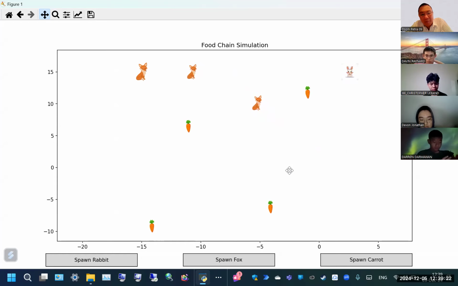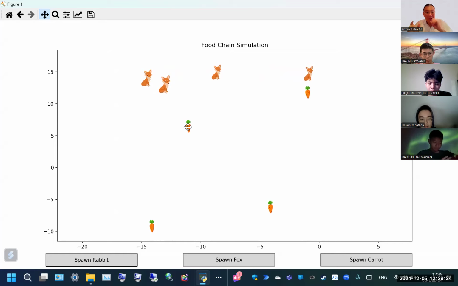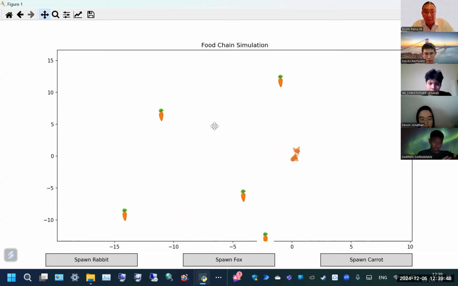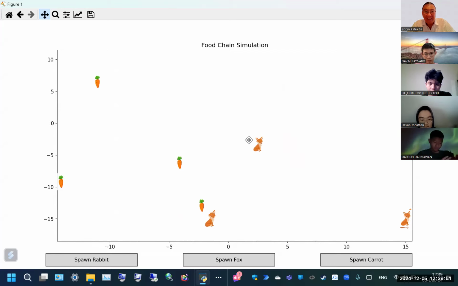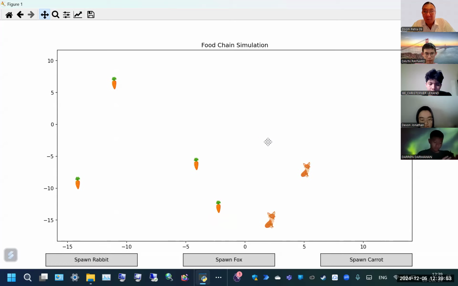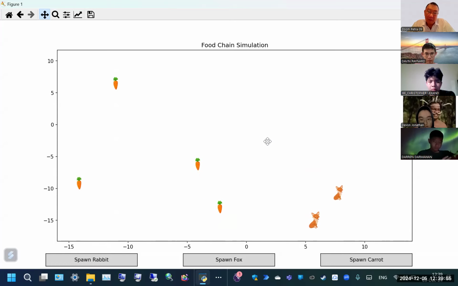What will happen if there are no more rabbits? If there's no more rabbit, then automatically the carrot will not be eaten, sir. So the carrot should grow bigger, and the fox should die because of hunger. So maybe in the future game, which we will develop in the next semester, we should implement more concepts.